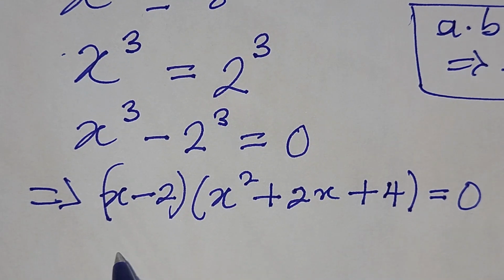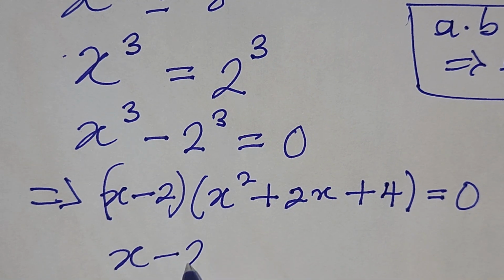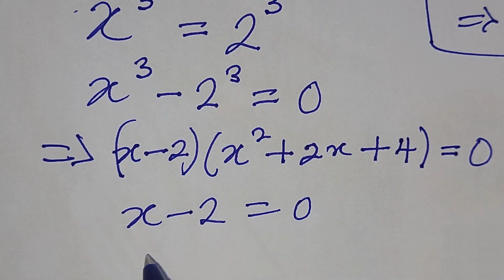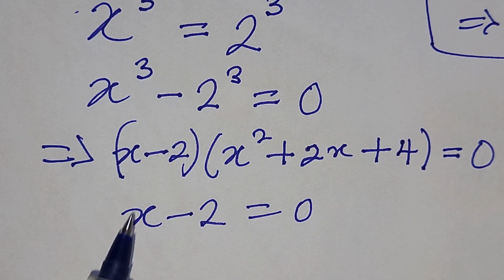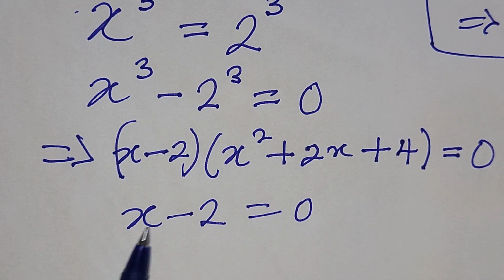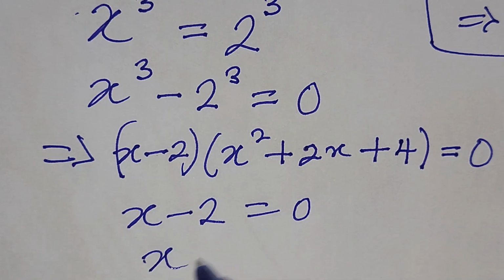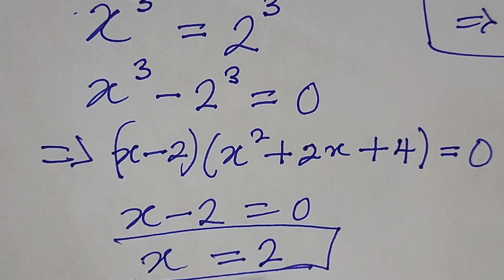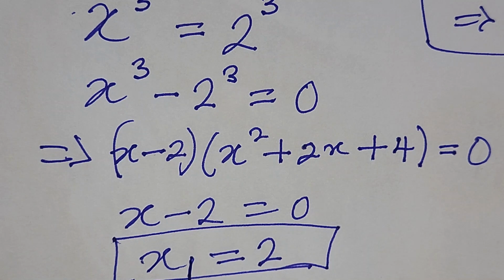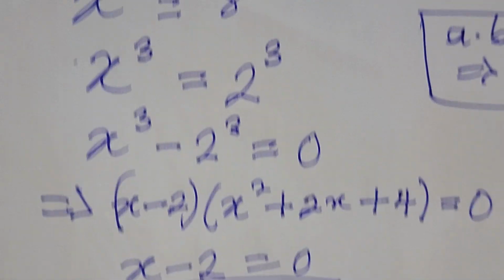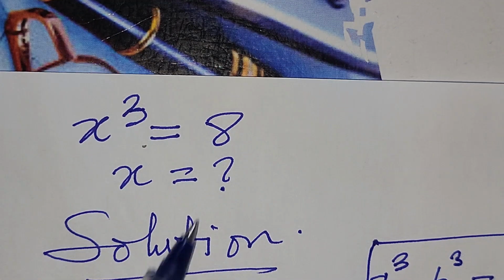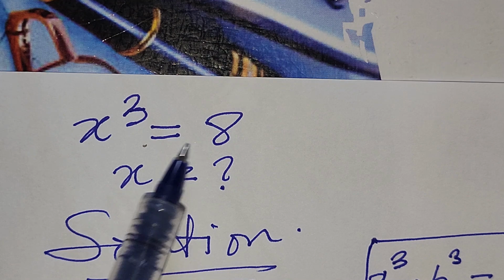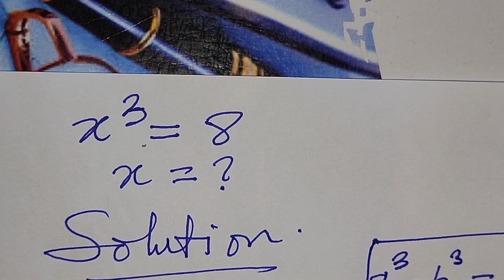So let's equate this to 0. So we have here x minus 2 is equal to 0. This is our case 1. So let's just solve this first. So this will now give us x equal to 2. So this is the first root, and we call this our x1. That is the first one I said. And mainly looking at this equation, you can tell that the real root here is just 2.